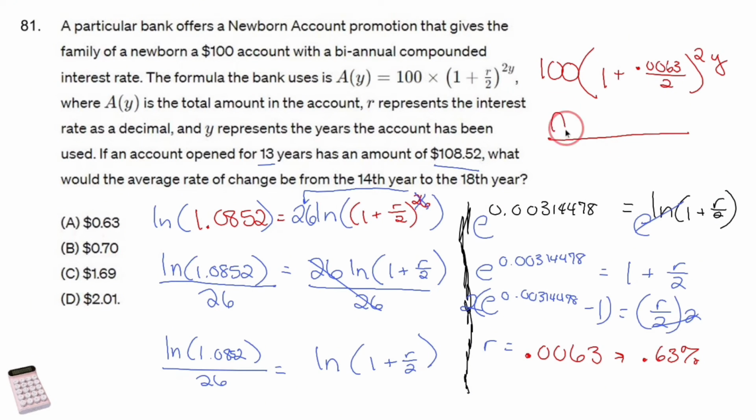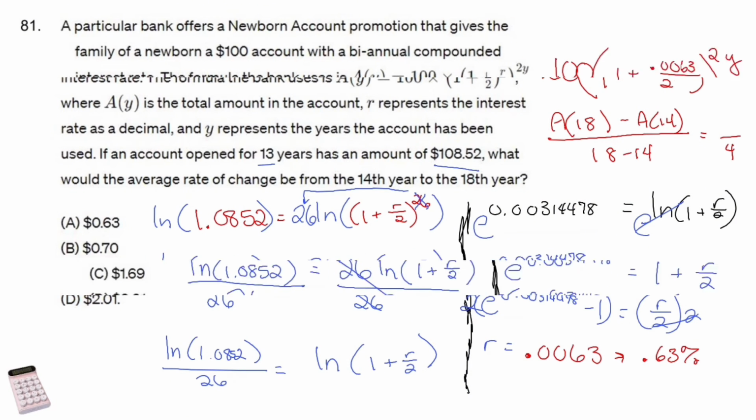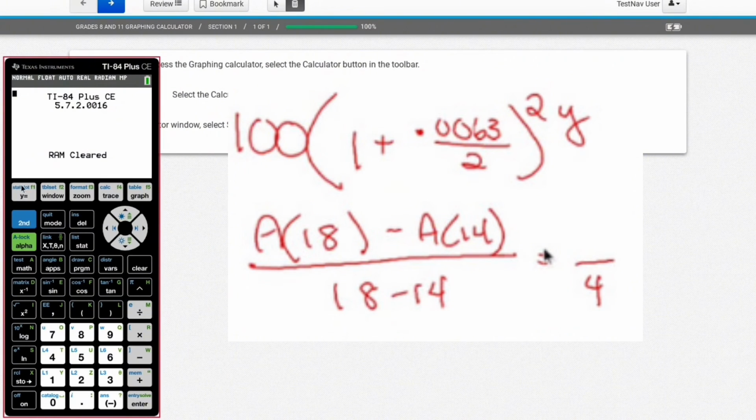I'm going to do that formula, find out a of 18 minus a of 14 over 18 minus 14, which is 4. So this is going to give me some terrible number. Divide that by 4, and that'll be my average rate of change. It's not going to be a lot, but let's see what happens. Oh my gosh. So let's graph that terrible equation.